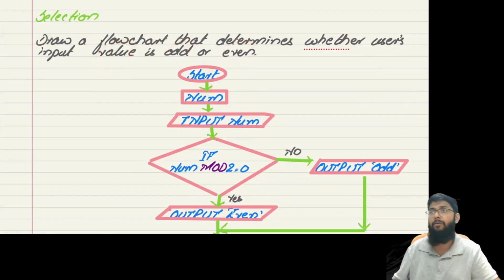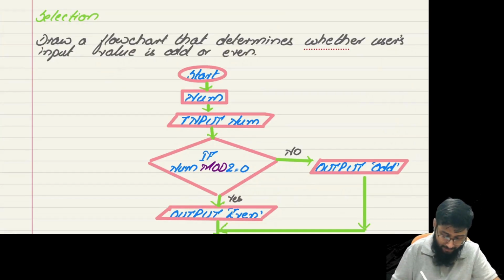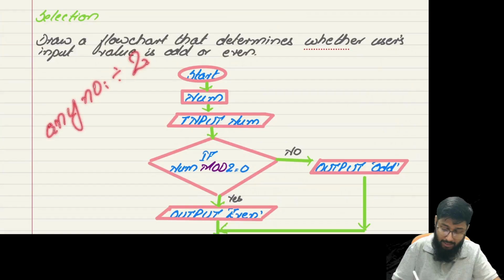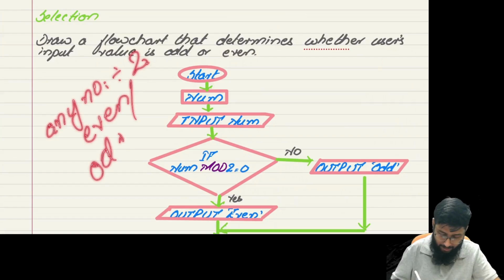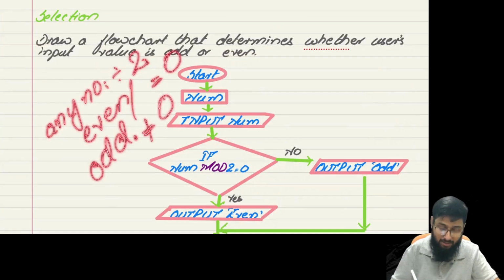So in real life, how are we going to realize whether this number is odd or even? We say that any number that is completely divisible by 2 is an even number, otherwise it's an odd number. If it's even, then obviously if it is completely divisible by 2, the remainder will be 0, that means we will be left with nothing. But if it's odd, we will be left with something, so that won't be equal to 0.